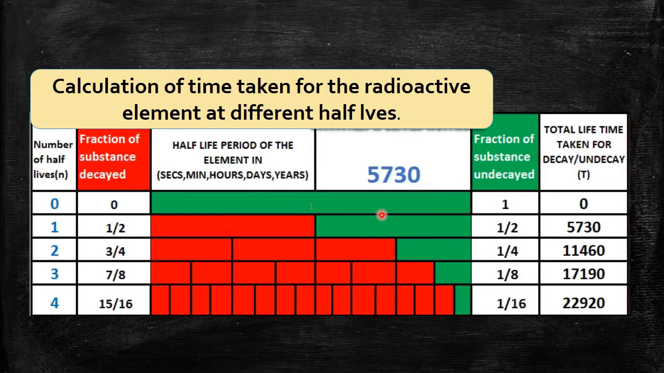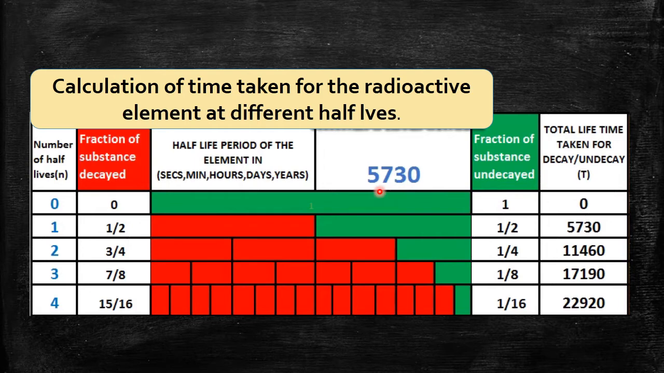Here at the top of the tabular column I have given the value of the half-life period of the element. That may be in terms of seconds, minutes, hours, days or years. That could be taken in any form. Here let us take some value. I have given the half-life period of the element as 5730 years.